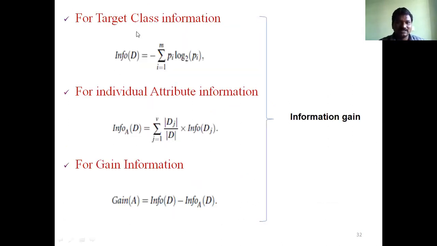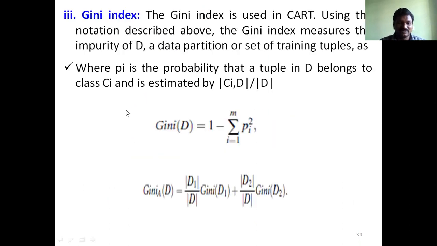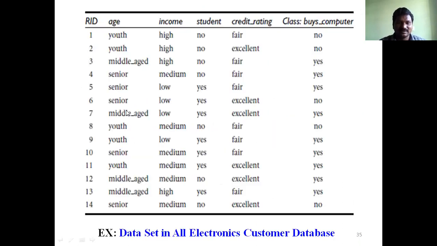Here, how can you calculate these measures? For this one, I am taking a simple example. For this example, how can you calculate the Gini index? With the help, I am representing this information.